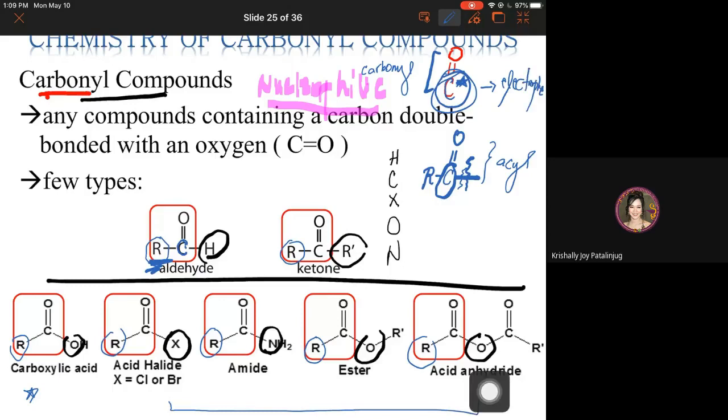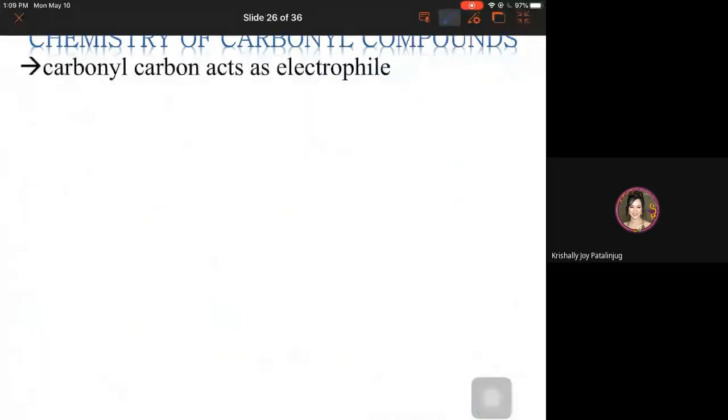Okay, it acts as an electrophile. So for a polar reaction to proceed, an electrophile will react with a nucleophile. Now, the question is, why does the carbonyl carbon act as an electrophile? Why in general do carbonyl compounds undergo nucleophilic types of reaction?